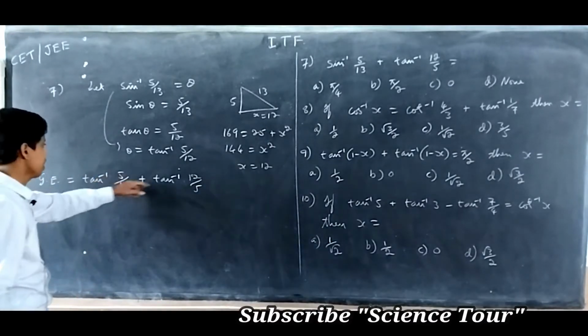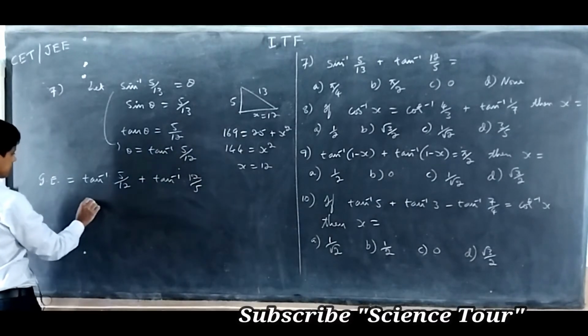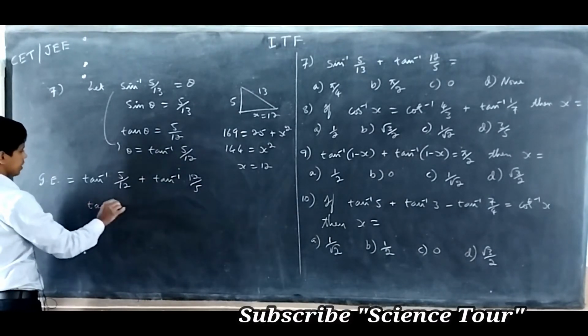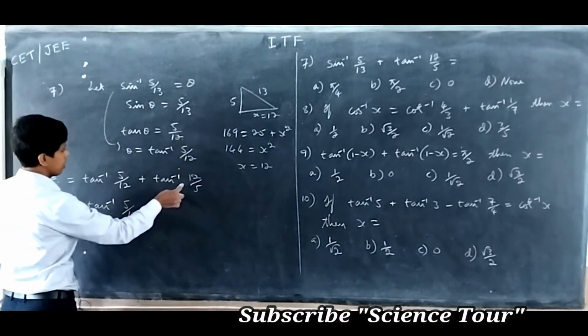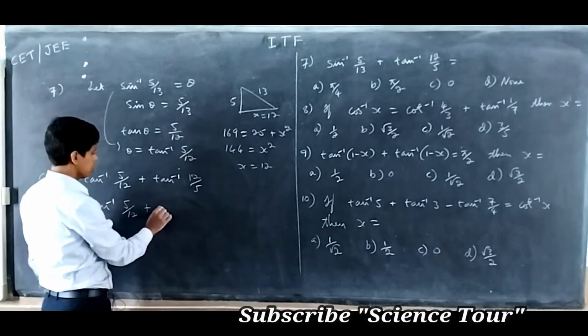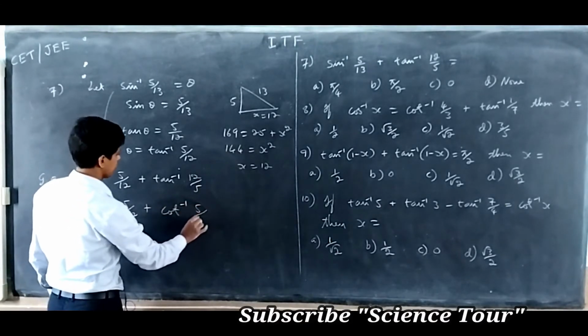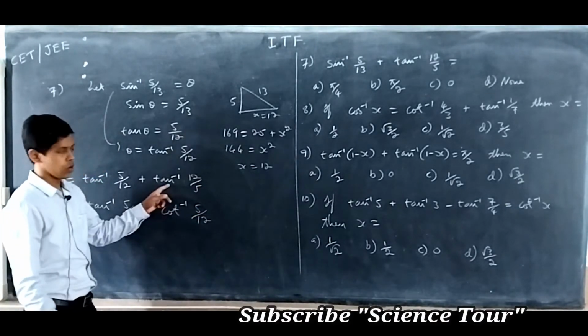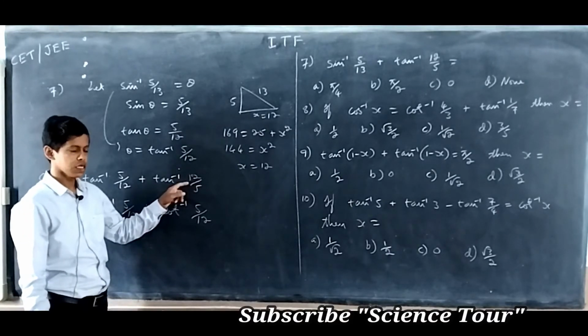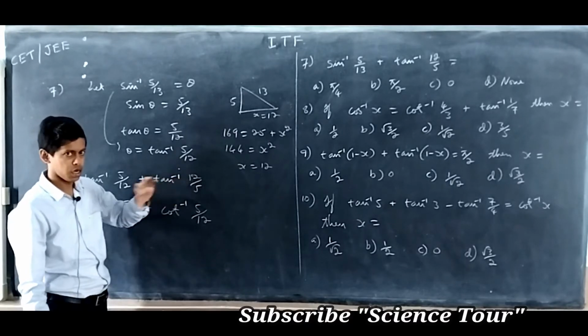See, 5 by 12 and 12 by 5. See, what I'll do is I'll change this. This is tan inverse 5 by 12 and I'll take the reciprocal. When I take the reciprocal here, tan inverse becomes cot inverse. So cot inverse of 5 by 12, correct? So tan inverse x is cot inverse 1 by x. So that is the reciprocal, right?